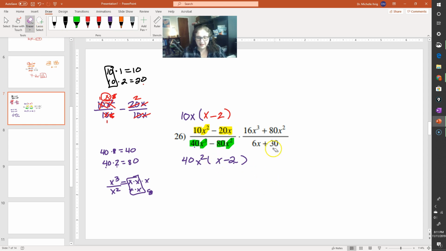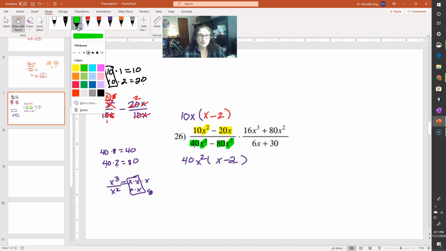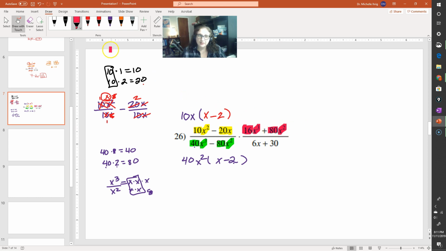But we're not done yet. We only did half the problem. We're not even there. So far, we've got to just keep plugging along. Now we see, what do we have here? Well, here we have a 16. Here we have an 80. And then we have our x cubed and our x squared. So we've got to keep plugging away.